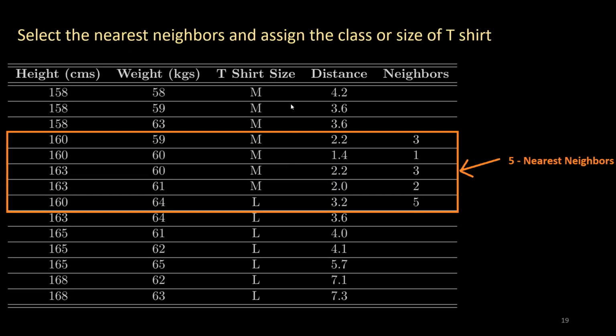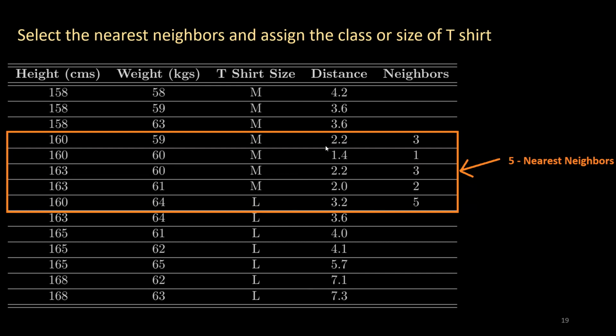So here are all the distances. If you see, there is an additional column in the dataset known as distance. So that is the distance which we have already seen now. This is the distance of a new data point with our first point whose coordinates are 158 by 58. Similarly, this is the distance of the new data point with the second sample. This is the distance with the third sample. This is the distance with the fourth sample. And similarly, this 7.3 is the distance with the last sample.